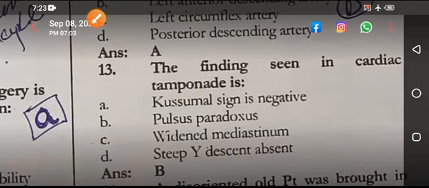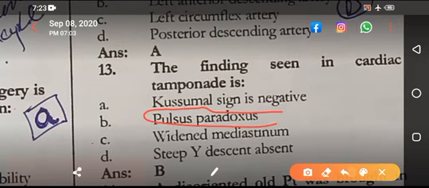The finding seen in cardiac tamponade is pulsus paradoxus. Pulsus paradoxus is actually a misnomer. This is not a pulse, this is pressure. Point number 2, during inspiration your BP drops by 10 mm. But if it drops by more than 10 mm during inspiration, then pulsus paradoxus is positive. And this is a pathognomonic sign of cardiac tamponade. Now the Kussmaul sign is positive in this.